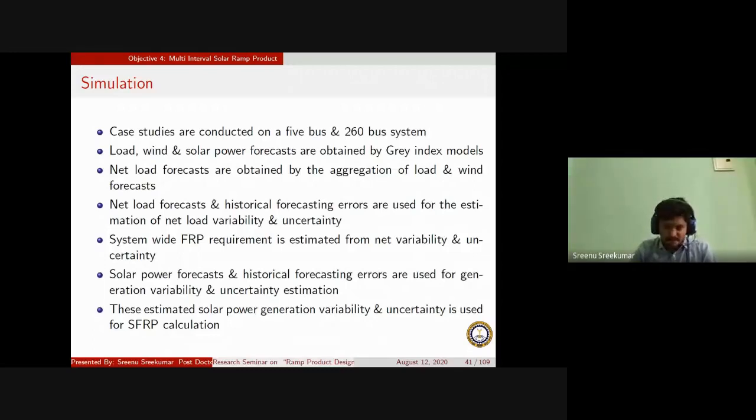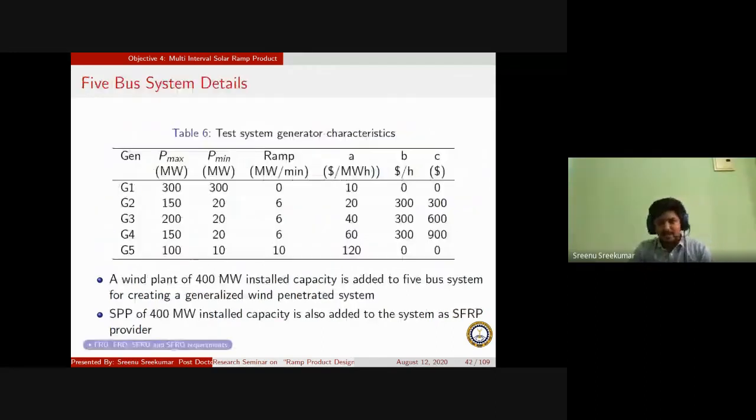Solar flexible RAM product availability is estimated using solar power forecast and estimated uncertainty. These solar forecast uncertainty and variability are used for SFRP estimation. So here the 5-bus system details are shown.